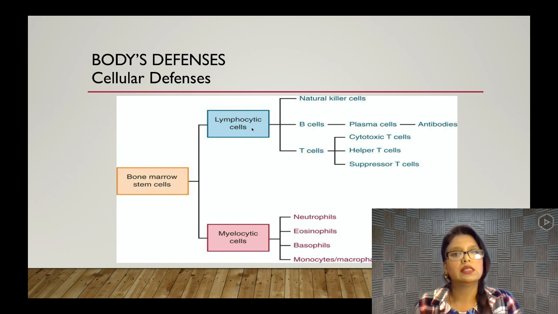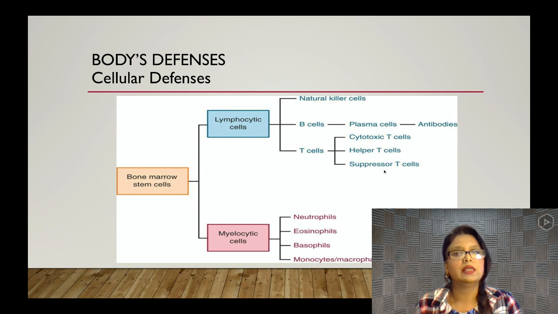Now lymphocytic cells are natural killer cells, or B cells, which are plasma cells, and they produce antibodies. They also memorize any kind of infection that was fought before, and that is B cells. T cells: cytotoxic T cells, helper T cells, suppressor T cells. So some T cells will be fighting. Some of them are CD4 T cells, and they will be fighting infection.